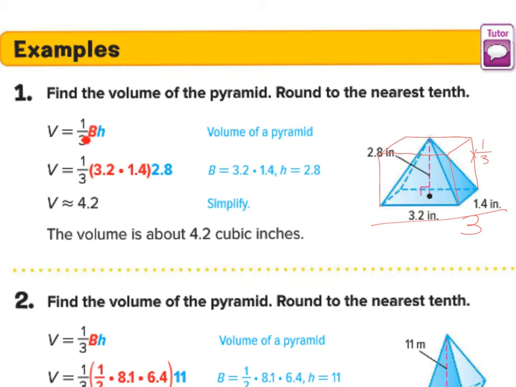Notice that the area of the base is the capital B. It's 3.2 times 1.4. And if you look here, we have 3.2 times 1.4. Correct? And then times the height, times 2.8. It's going to equal 4.2. Therefore, the volume is about 2.4 cubic inches.